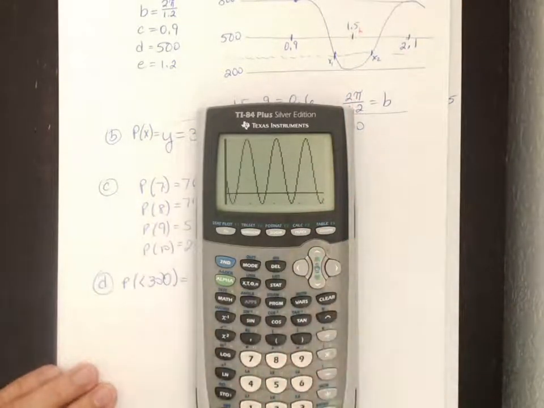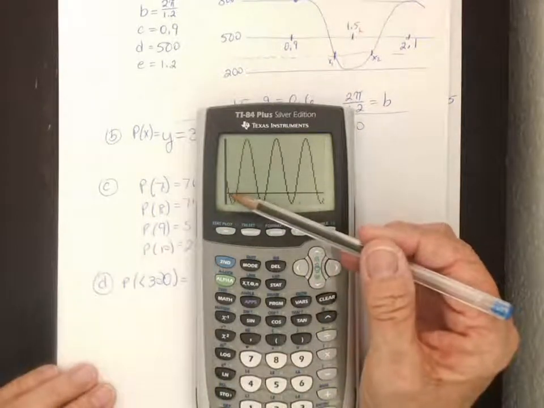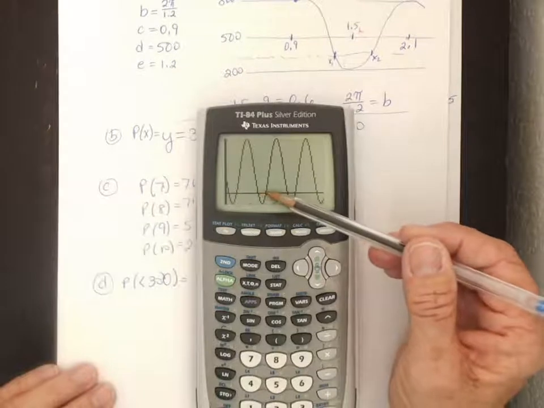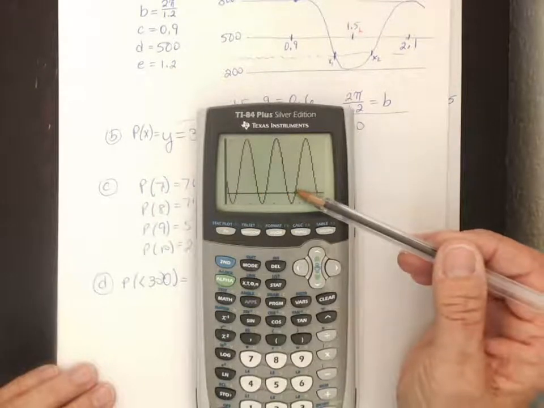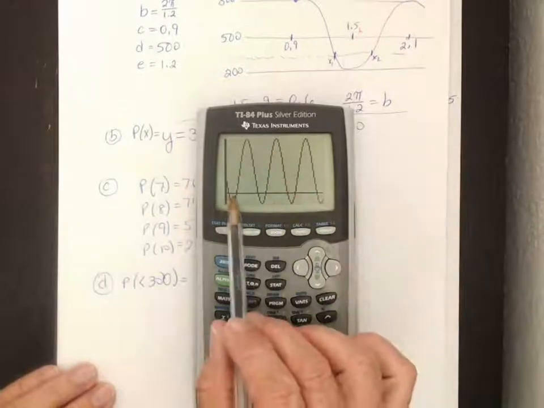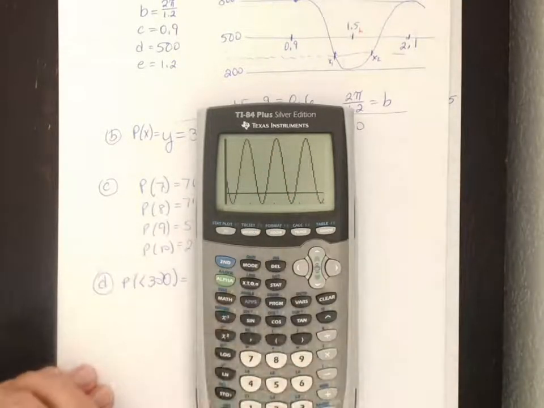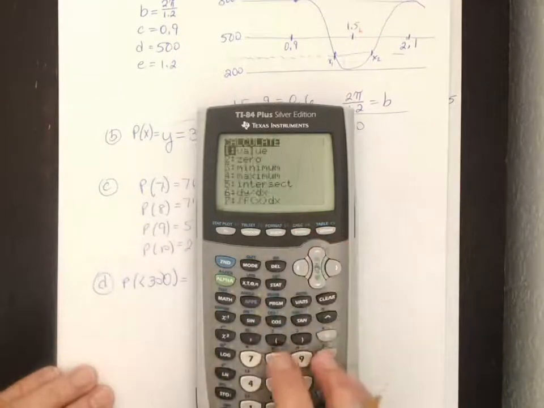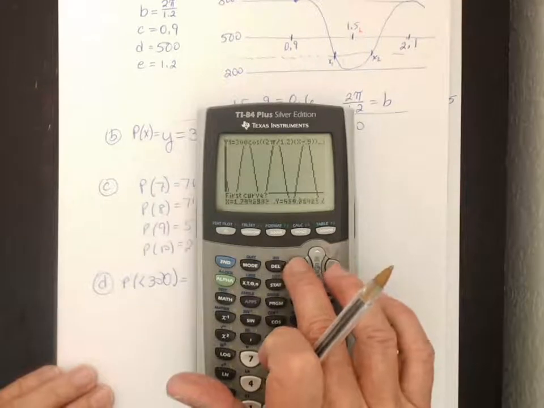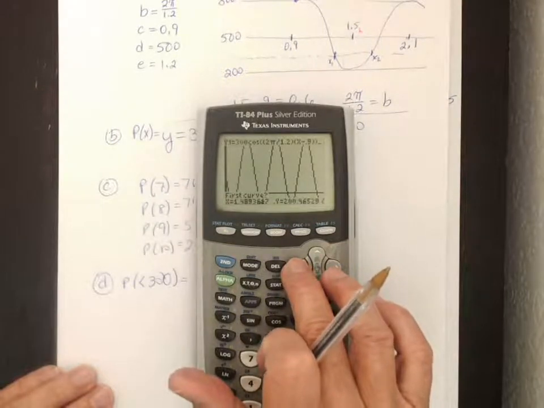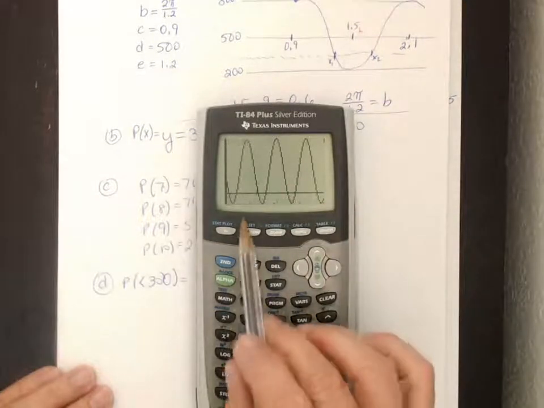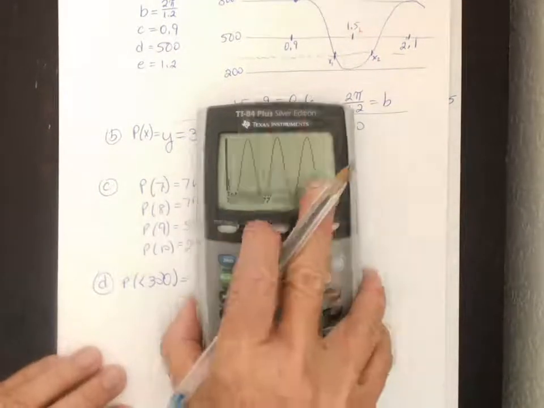Notice it doesn't matter if I chose this as x1 and this as x2, or here x1, x2, or here x1, x2. Because this is periodic, it stays the same. It doesn't matter which segment I'm measuring. So let's go in and measure that. I'm right here, and that is 1.34.